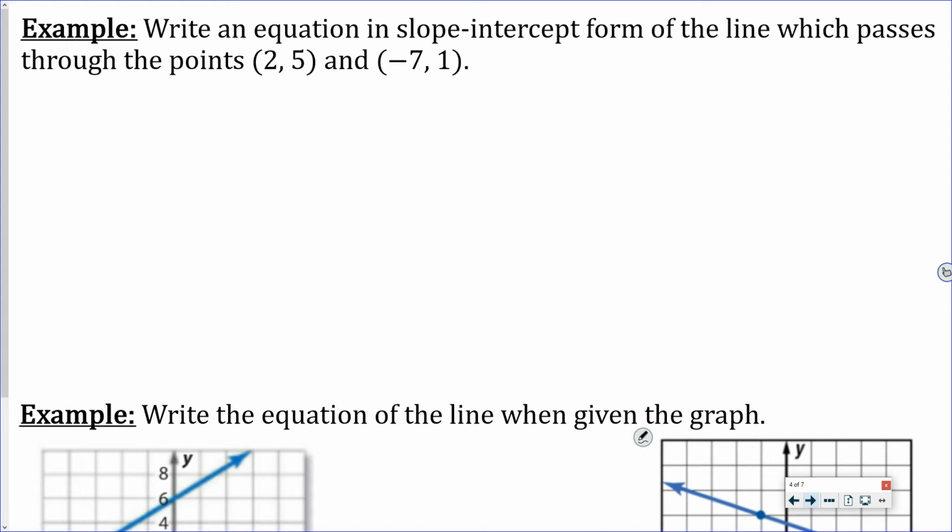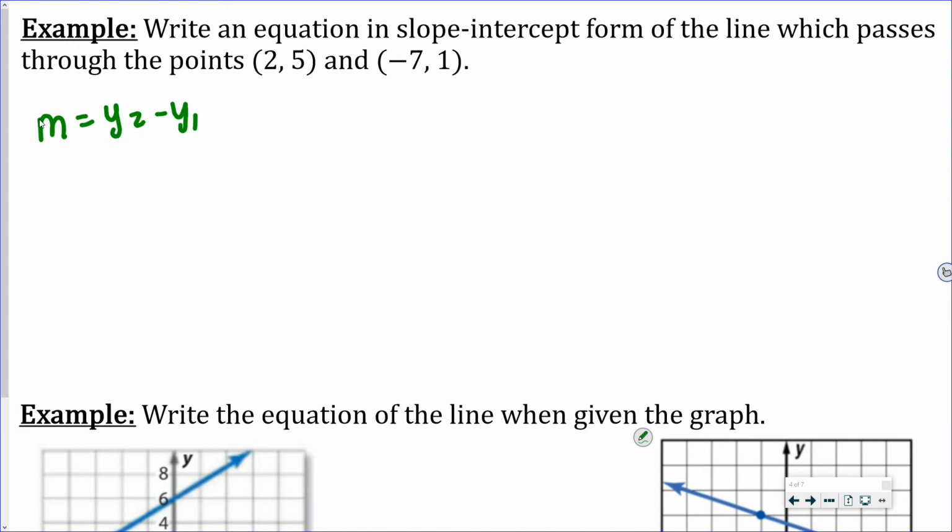Write an equation in slope-intercept form of the line which passes through the points (2, 5) and (-7, 1). Am I given the slope? No, I'm not given the slope. But I can find it, right? I'm given 2 points. Slope formula.